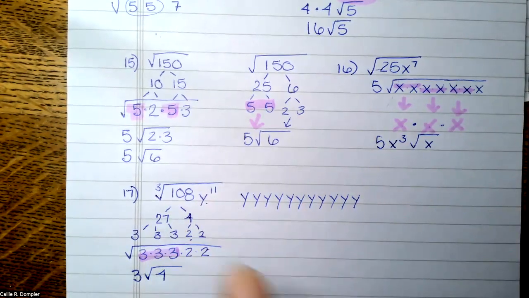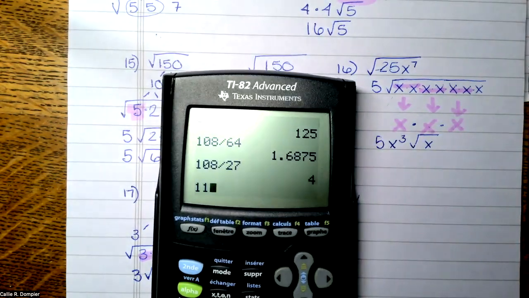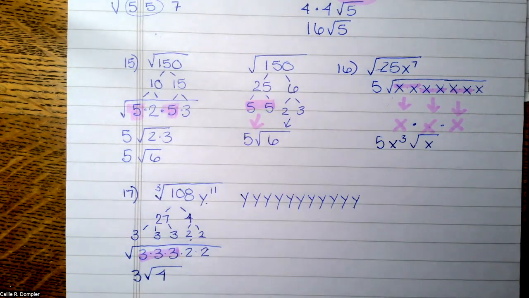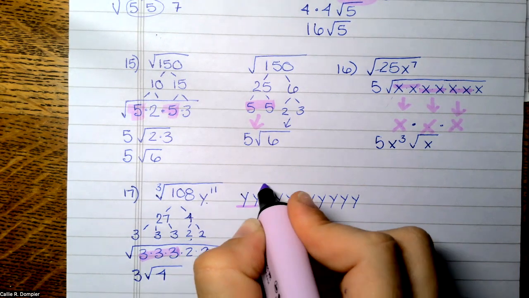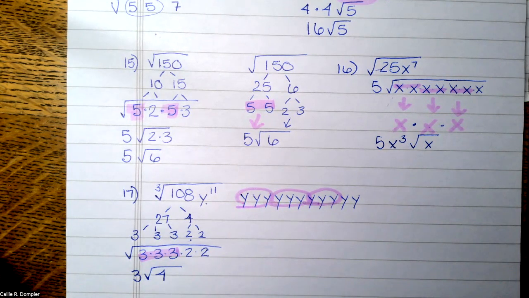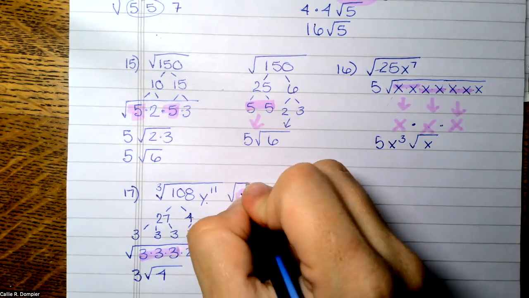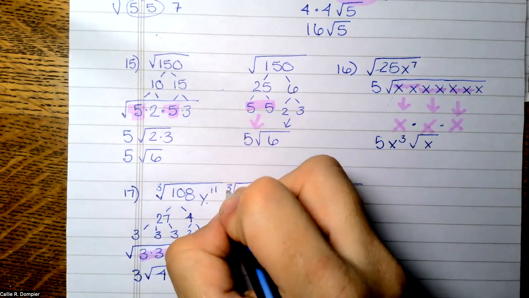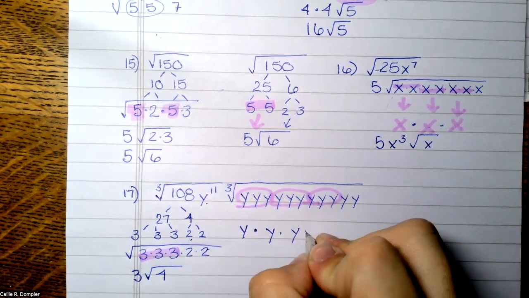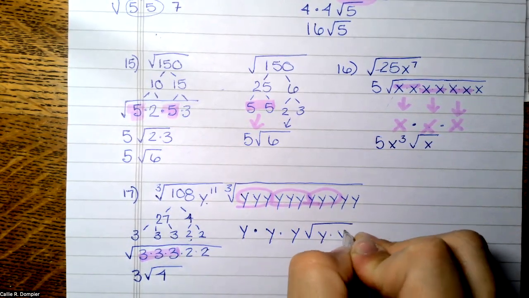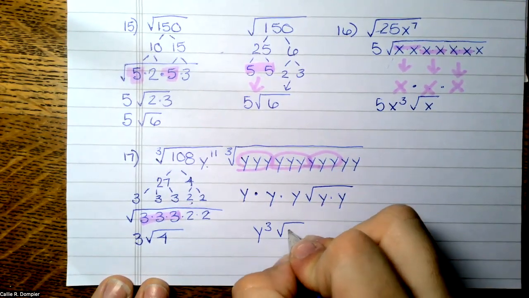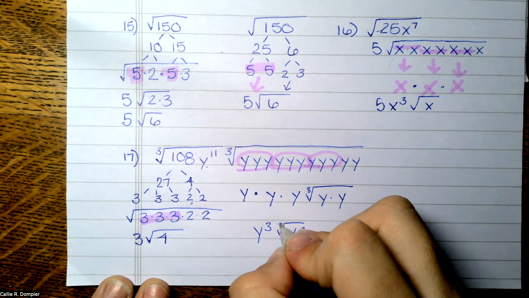Another way to do it is divide 11 by 3. 11 divided by 3 is 3.6. So I know I'll have 3 whole, 1, 2, 3, and 2 left over. So if this is a cube root, that means that y comes out, that y comes out, and that y comes out, but these two stay in. So that's y to the third, y squared. Sorry, there's a 3 there.